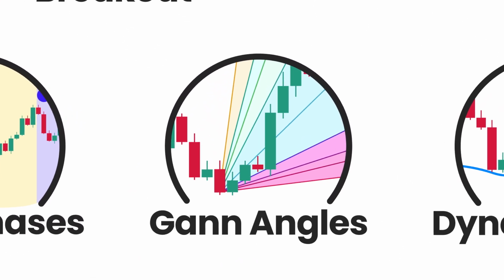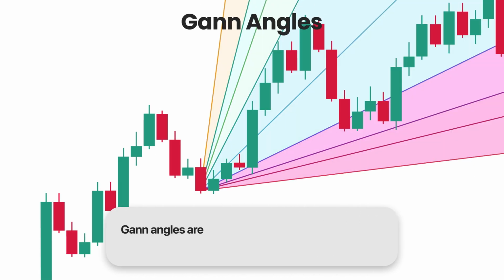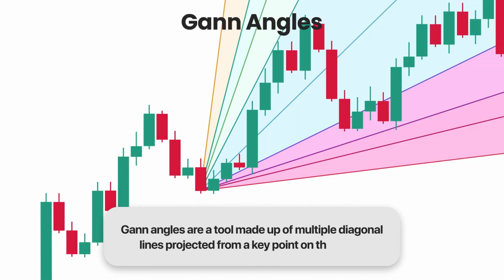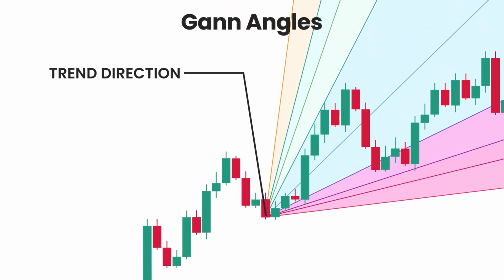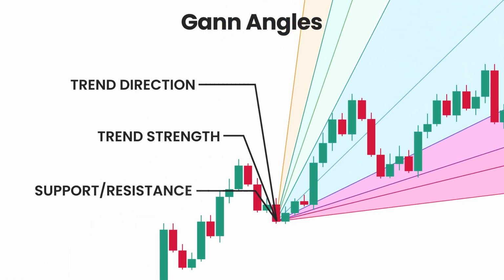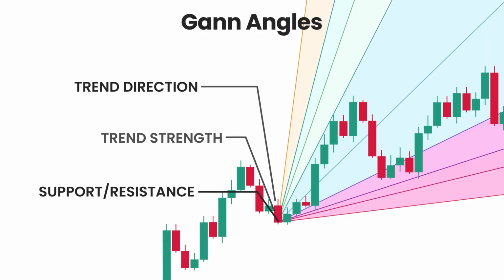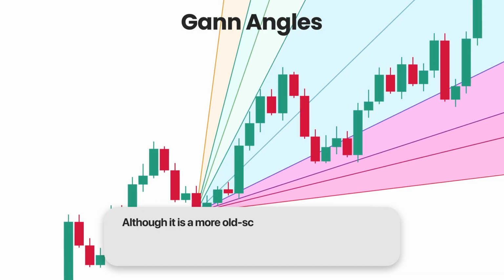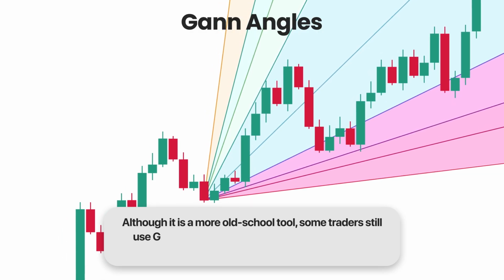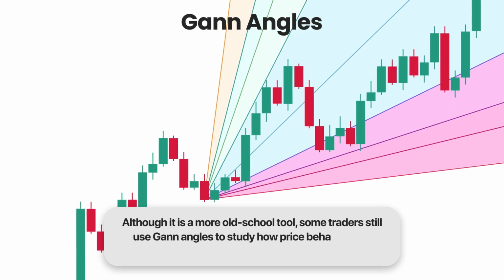Gann Angles. Gann Angles are a tool made up of multiple diagonal lines projected from a key point on the chart. These lines are used to measure trend direction, trend strength, and possible support or resistance zones. When price moves along steeper angles, that can suggest stronger momentum. When it moves along shallower angles, the trend may be weaker. Although it is a more old-school tool, some traders still use Gann Angles to study how price behaves over time and angle.